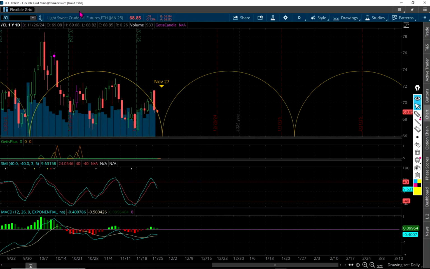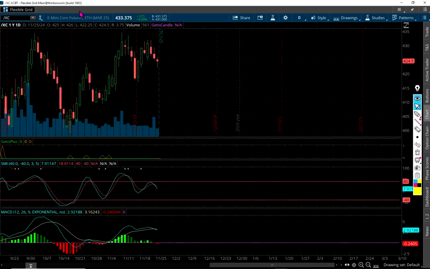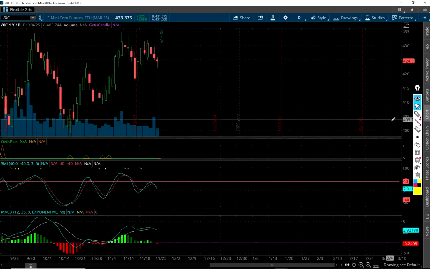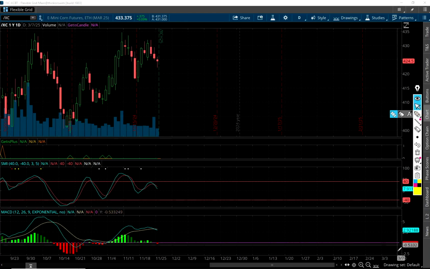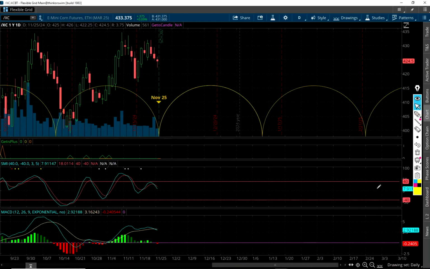Okay, let's look at corn. Corn. Wow, positive. Let me get into the daily chart. So there it is. Today is the cycle of November 25th. So that's great. Wait for it to get out of here. May take a few more days to exhaust this little pullback. Let's see what it does.